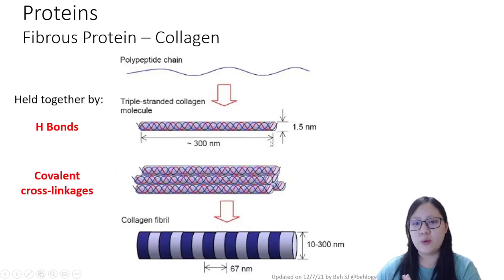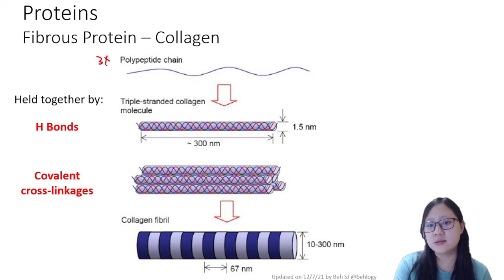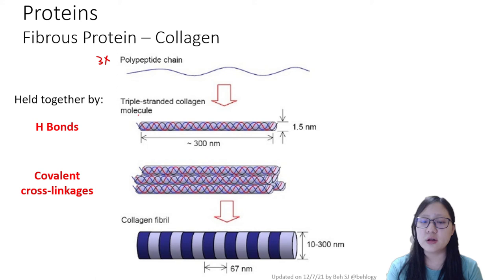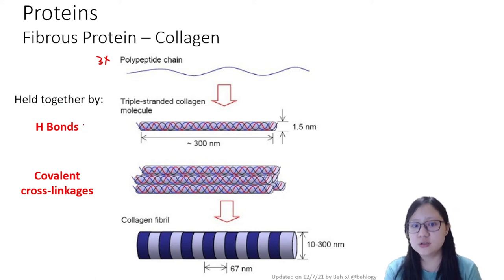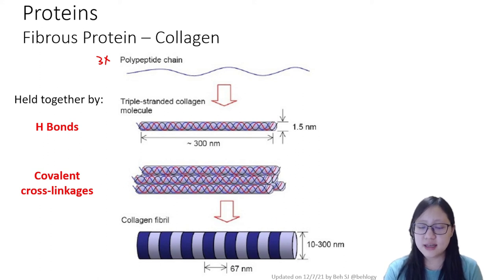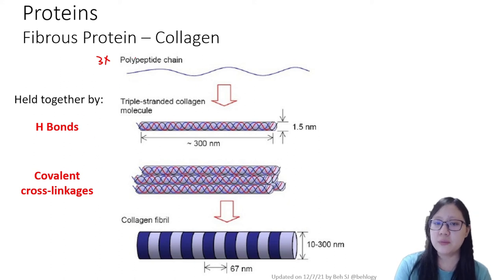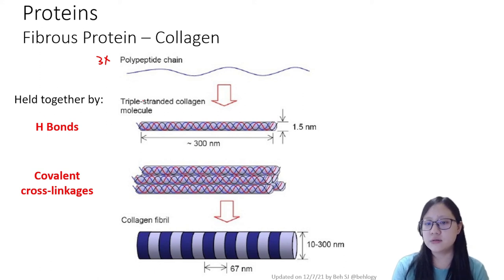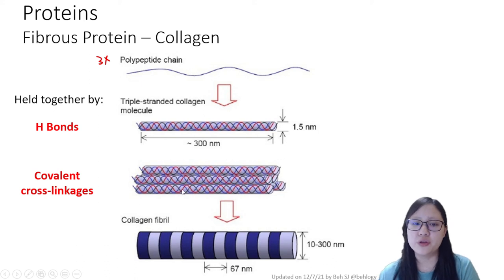Okay, so what's going on again? Three polypeptide chains form a collagen molecule. And a collagen molecule is held together by hydrogen bonds. So there are hydrogen bonds between these polypeptide chains. Many of these molecules form a fibril, right? And these different molecules are held together by covalent cross links. So do not mix these two up. Different polypeptides are held together by hydrogen bonds to form a molecule. A molecule forms covalent crosslinks with other molecules to form a fibril. Very, very important to not mix that up.